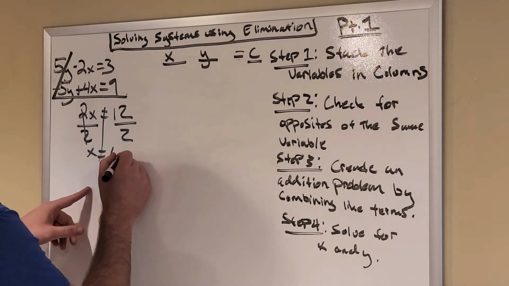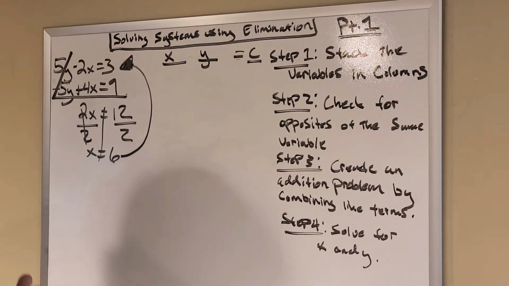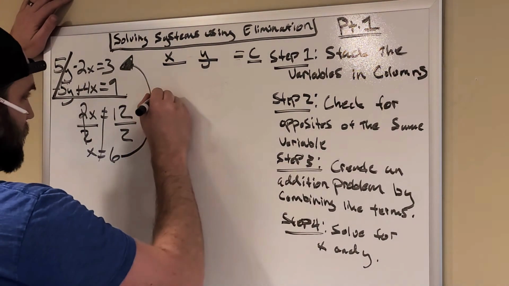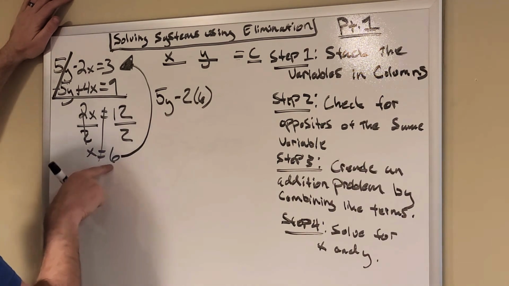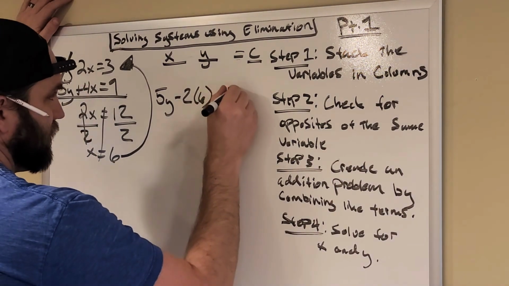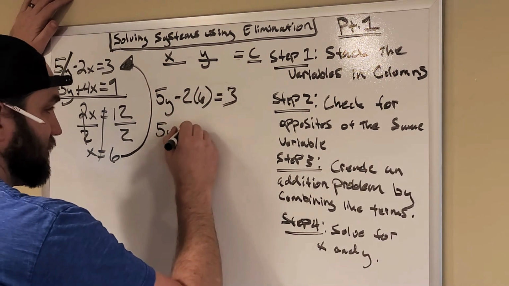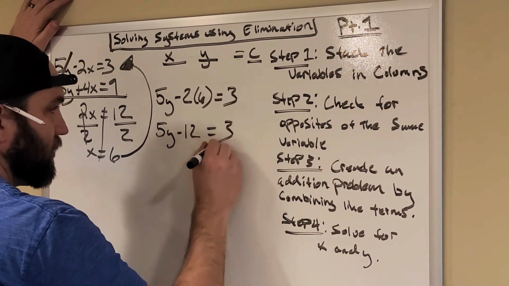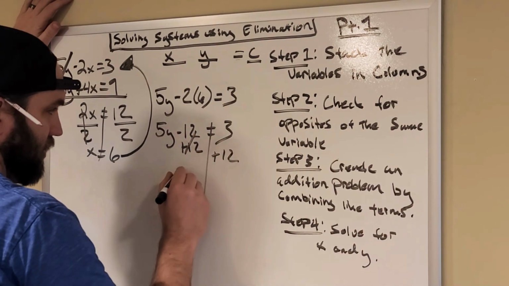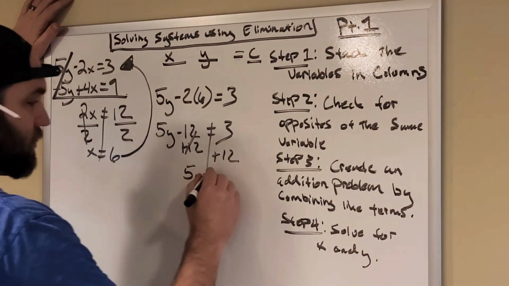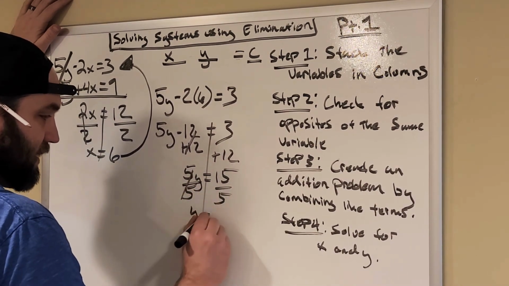I bring it back up to one of the equations, plug it in, and find what y equals. I'm just going to plug it into the first equation. 5y minus 2 times 6, which is my x value, equals 3. So 5y minus 2 times 6 is 12, equals 3. Solve. Plus 12, plus 12, 5y equals 15. Now divide by 5, and I divide by 5, y is equal to 3.